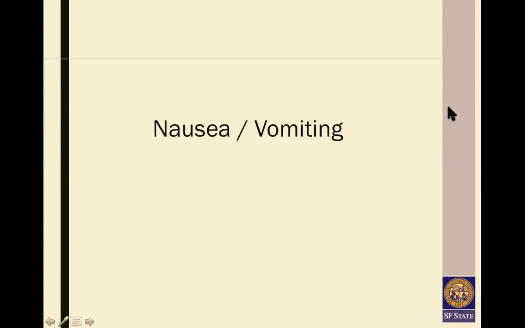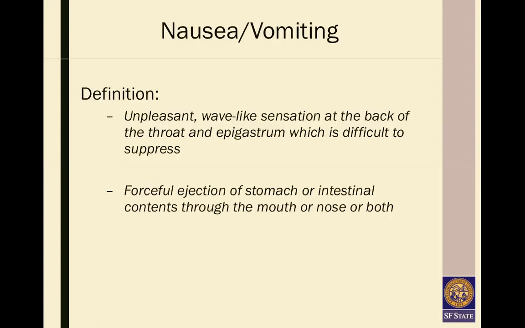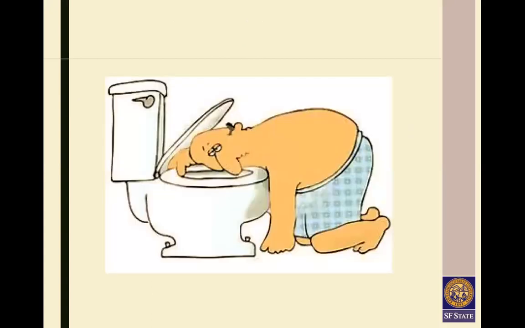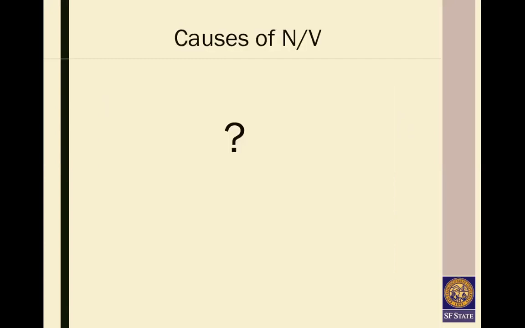Let's go into nausea and vomiting. Nausea is an unpleasant wave-like sensation at the back of the throat and epigastrium, which is difficult to suppress. Vomiting is a forceful ejection of stomach and intestinal contents through the mouth or nose or both. So it's not great. One of the worst things I hate in nursing is having to take care of vomit. It makes me feel like I'm going to vomit myself. But of course, as nurses, we take care of patients who are going to be vomiting. So how can we help them feel better?